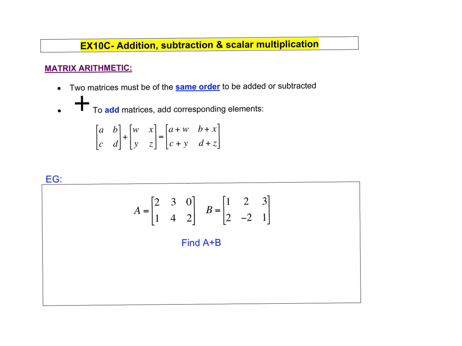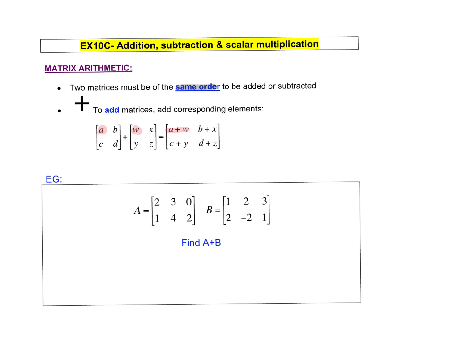Okay, so when we have addition and subtraction of a matrix, they always have the same order. So it says there you have to have exactly the same order to be able to add and subtract them. The reason for that is because when you have two matrices and you're adding them together, you add the same element position. So you can see they get added together.